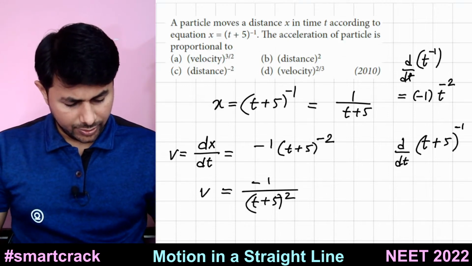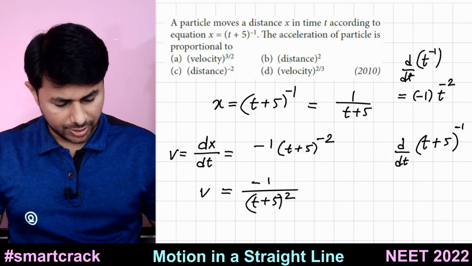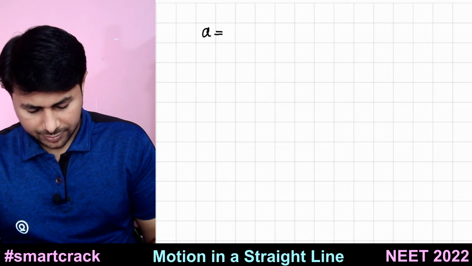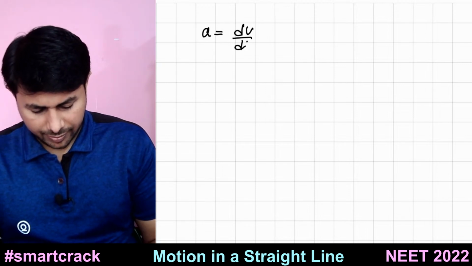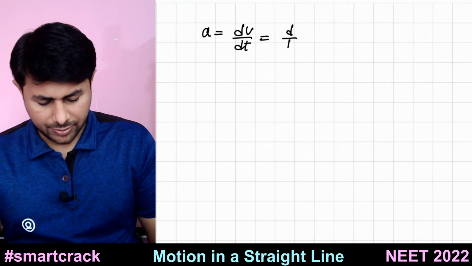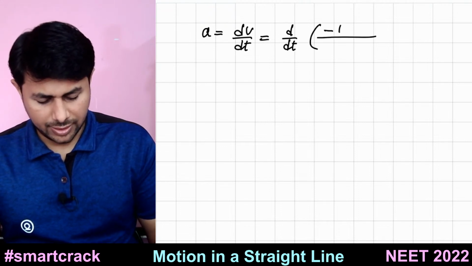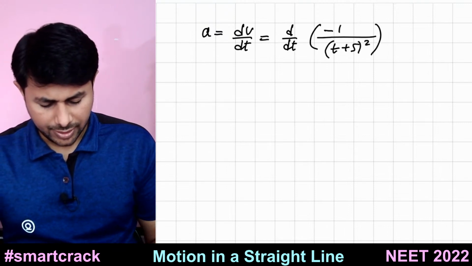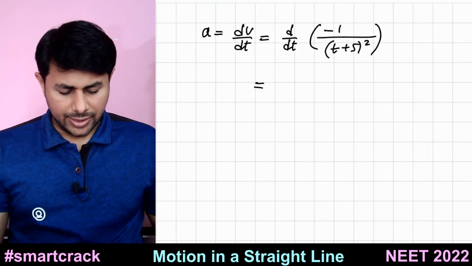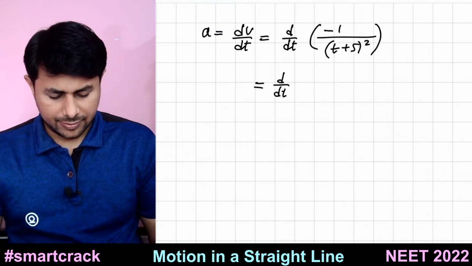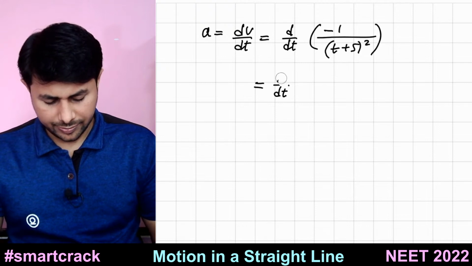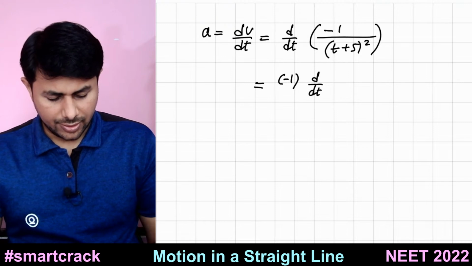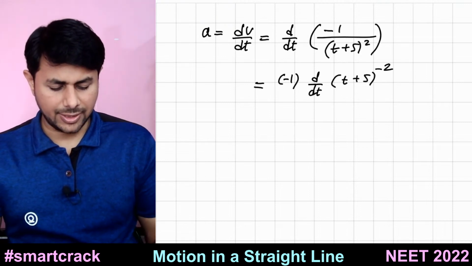Okay, so the formula for v is minus 1 upon (t plus 5) raised to 2. So we want acceleration. It is dv by dt. It's equal to the derivative of minus 1 upon (t plus 5) raised to 2. So let's take this derivative. What do we get? So again, I can write this as minus 1, which I can take out, and it is d by dt of (t plus 5) raised to minus 2.